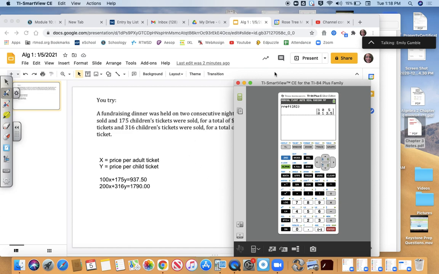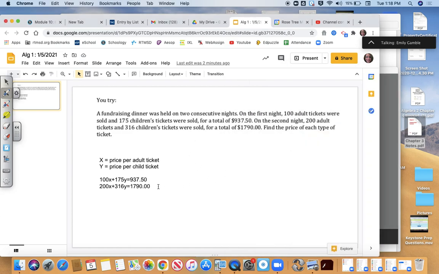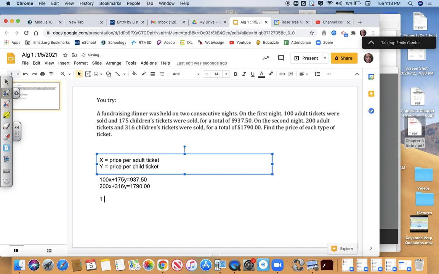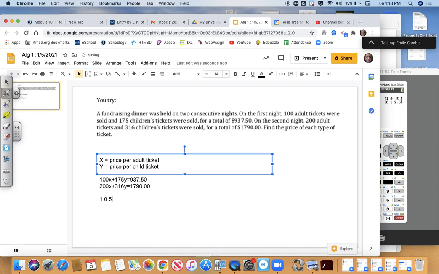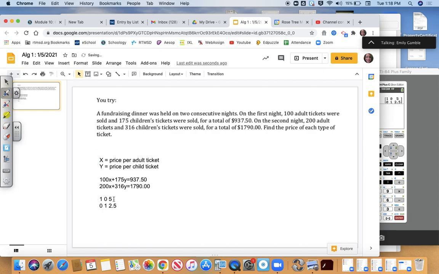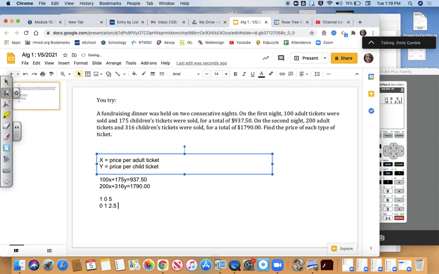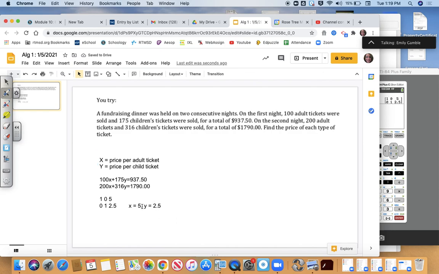And this might not make any sense. What this matrix says is 1, 0, and then 5, and then 0, 1, and 2.5. What this matrix actually means is, the top row represents x, so this is saying x equals 5. And then the second one, the bottom row, means y. This is y equals 2.5. So that means that it costs $5 for each adult ticket and $2.50 for each child ticket.